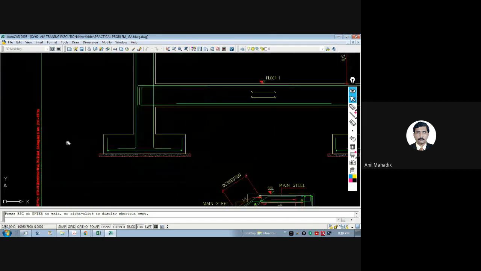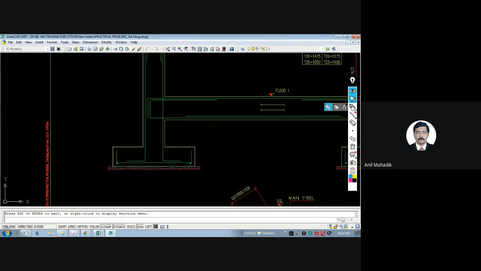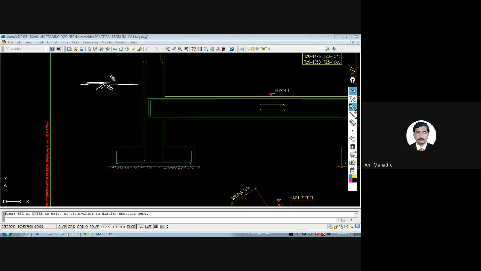Let me go over here. So let's say this is your ground level. Where do we rest our footing? We excavate and rest it on the hard strata. So this level is your hard strata.